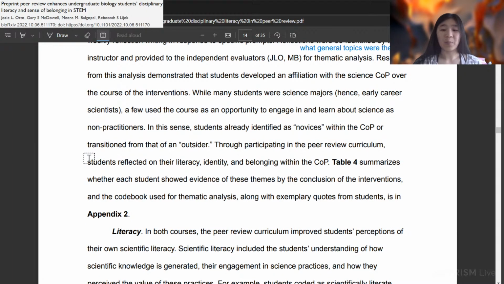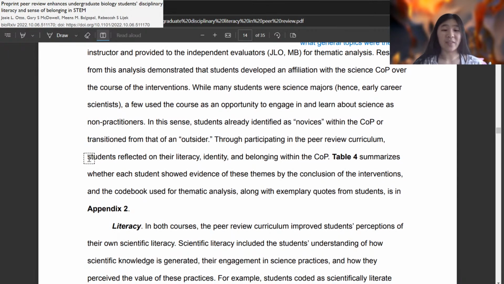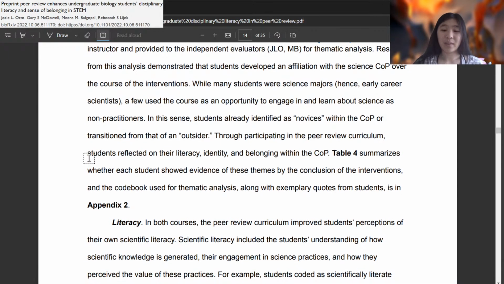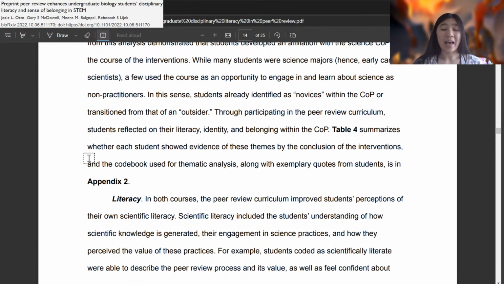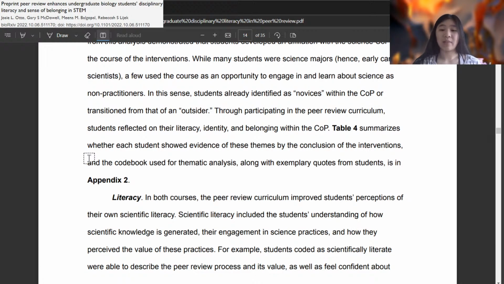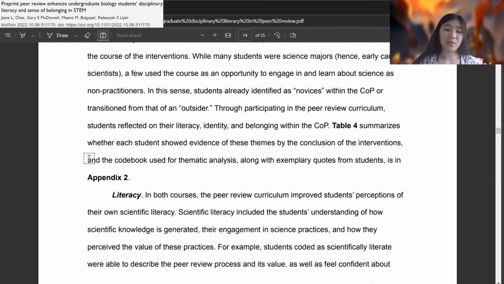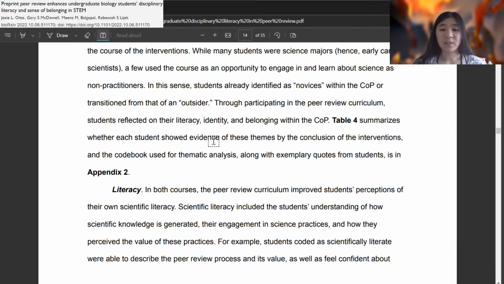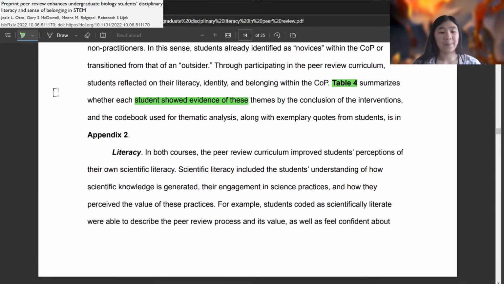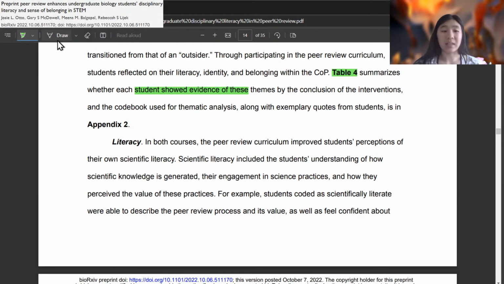Through participating in the peer review curriculum, students reflected on their literacy, identity, and belonging within the community of practice. Table 4 summarizes whether each student showed evidence of these themes by the conclusion of the interventions, and the codebook used for thematic analysis, along with exemplary quotes from students, is in Appendix 2. So basically, Table 4 is just their evidence. Okay, literacy, or their ability as scientists.